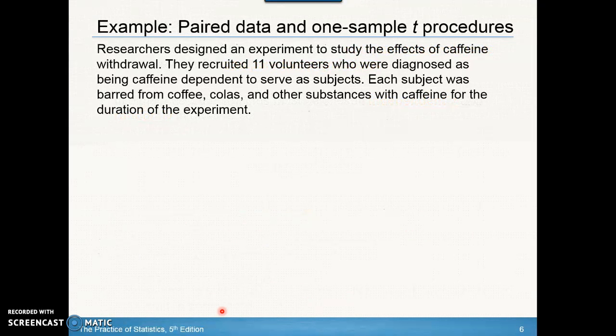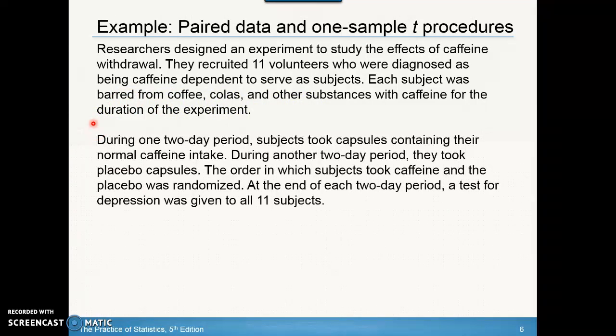Okay, so let's just take a look at an example. Researchers designed an experiment to study the effects of caffeine withdrawal. Yikes! They recruited 11 volunteers who were diagnosed as being caffeine dependent to serve as subjects. Each subject was barred from coffee, cola, and any substance with caffeine for the duration of the experiment. During one 2-day period, subjects took capsules containing their normal caffeine intake. During another 2-day period, they took placebo capsules. The order in which the subjects took the caffeine and the placebo was randomized. At the end of each 2-day period, a test for depression was given to all 11 subjects.